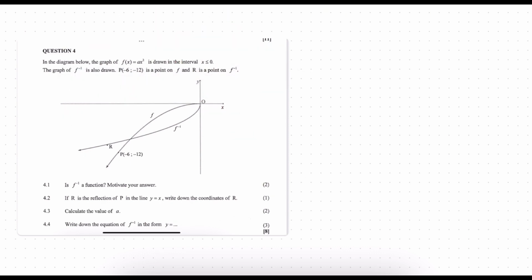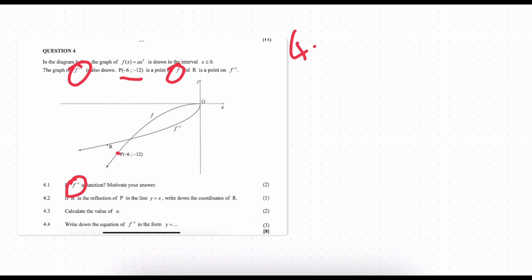Now they're saying the graph of the inverse is also drawn. P is a point on f, and R is a point on this. Okay. Is the inverse of f a function?